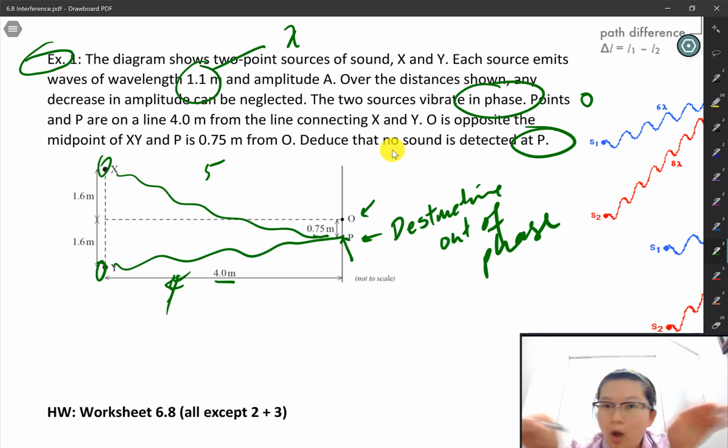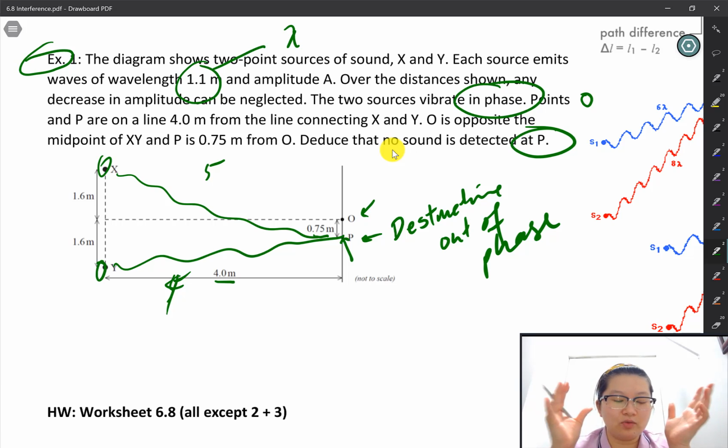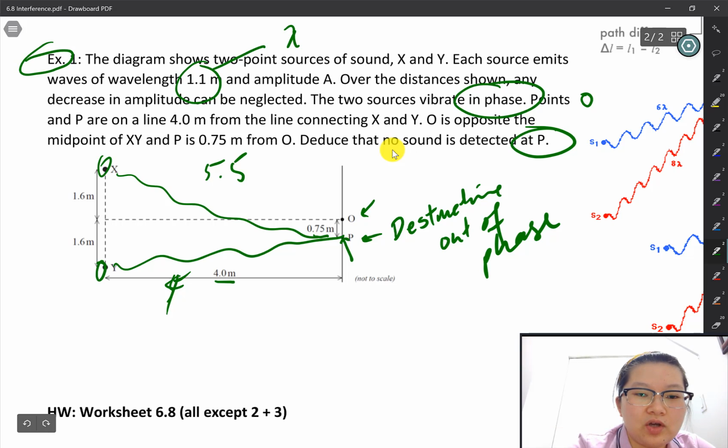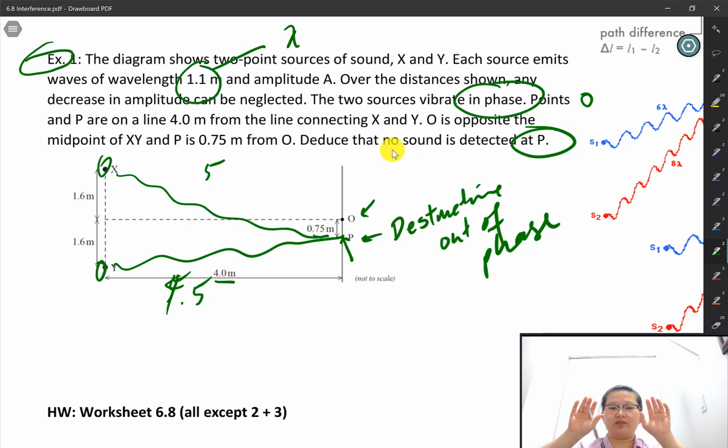Which means we do not want whole wavelengths. We don't want the distance between the two paths to be a whole number of wavelengths. We need the opposite, which is a half wavelength difference. Because why? Let's say the bottom one traveled 4.5 wavelengths, and the top one traveled 5 wavelengths. So that's what it would look like.